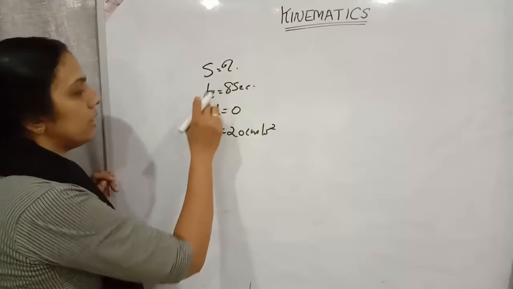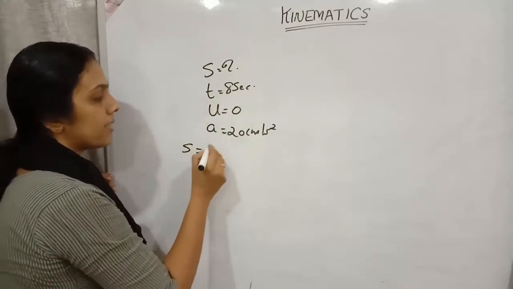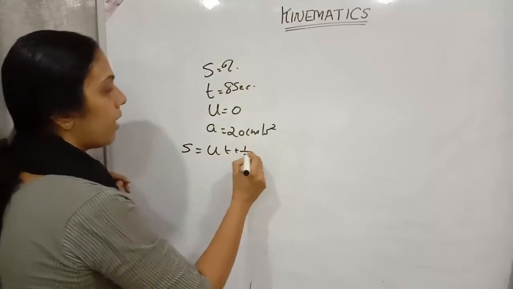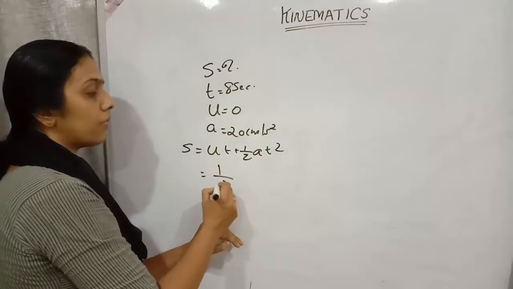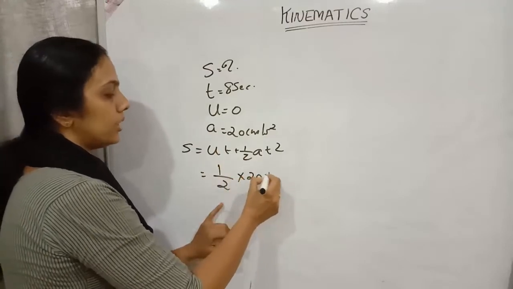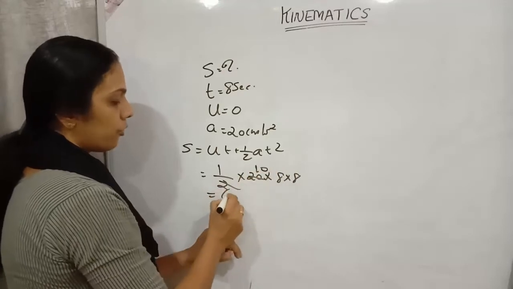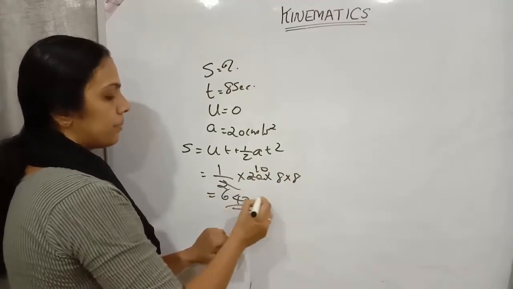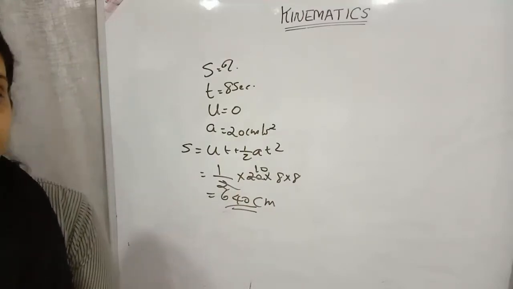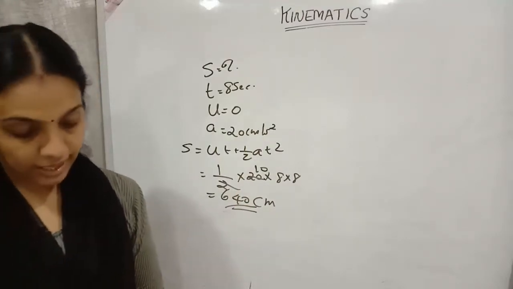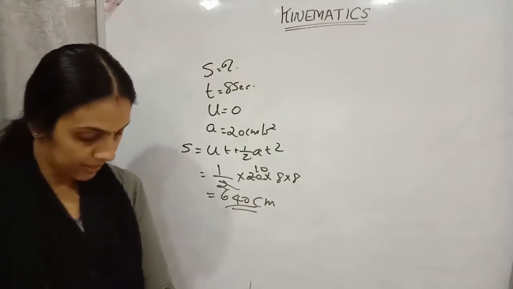Yes, t, u, a are given. We need to find out s. S is equal to ut plus half a t square. Since initial velocity is 0, it is half into 20 into t square, that is 640 centimeter. Since it is given in centimeter per second square, the answer is 640 centimeter. The answer here is C, 640 centimeter.